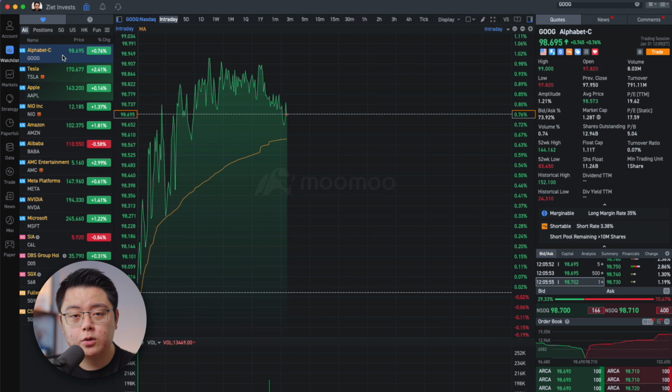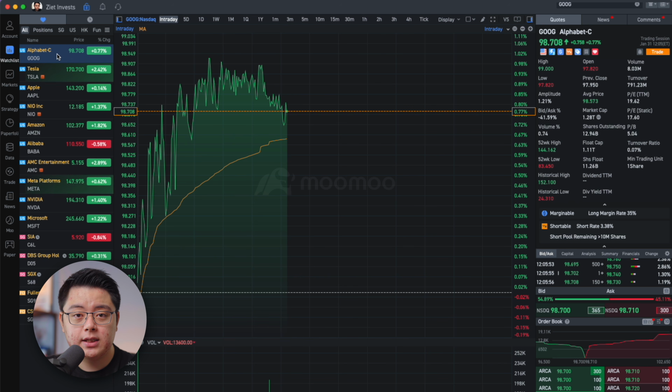Pretty simple, right? And this watch list is actually synced across your devices if you have Moomoo installed on your mobile phone or your iPad. Then whatever changes you make here or over there will automatically sync up. It's pretty nice if you ask me.